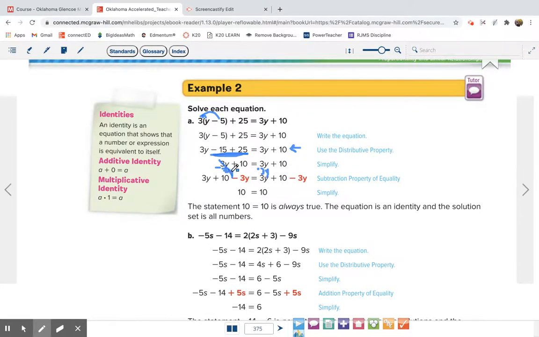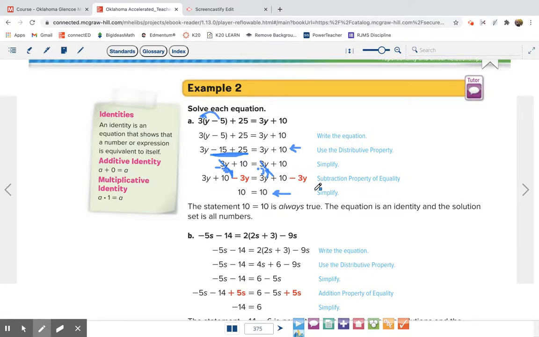3y minus 3y cancels. I'm left with 10 equals, 3y minus 3y also cancels, and I'm left with 10. So we are left with something where all of our variables canceled out. So you look at if it's true. 10 equals 10. Over here it says that means an identity is shown. Additive identity or multiplicative identity.